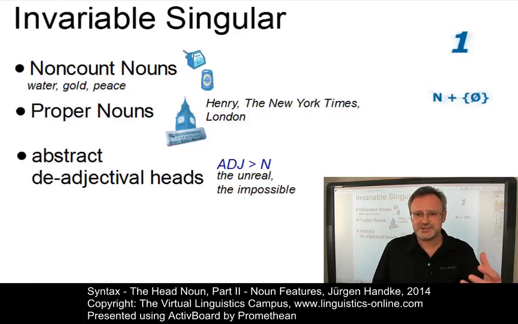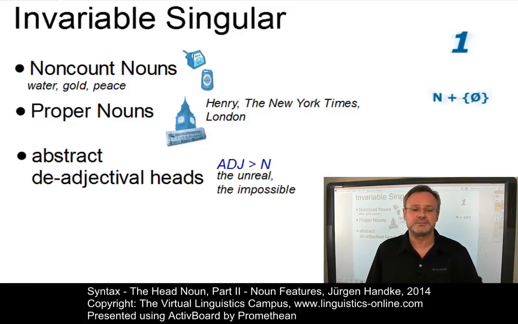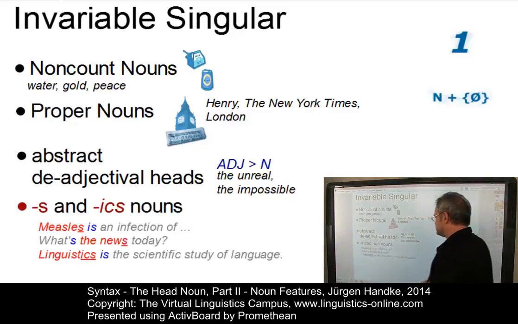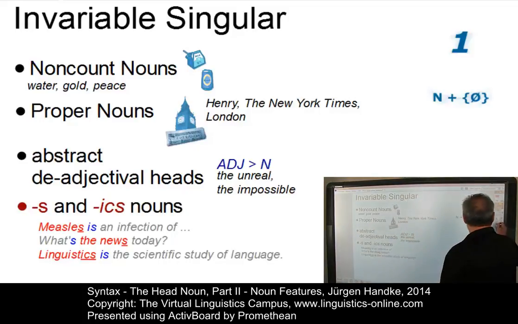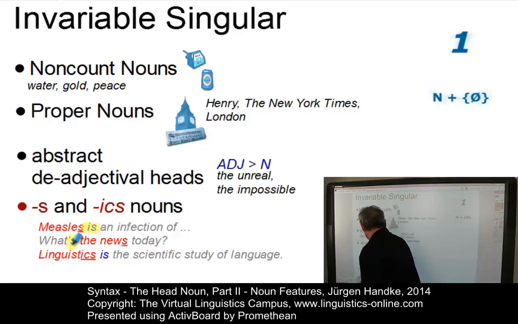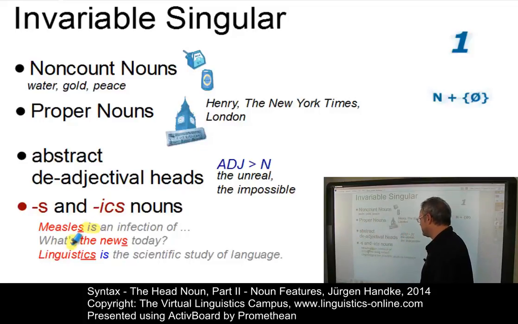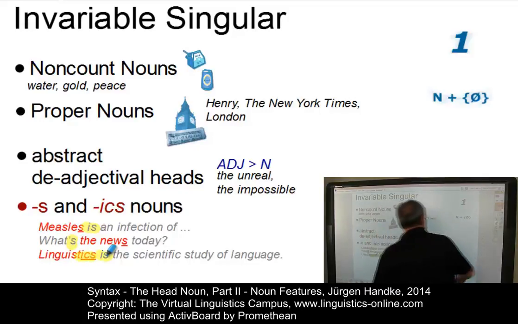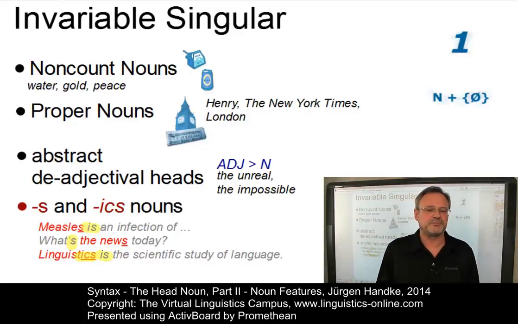Interestingly, some nouns ending in S, especially diseases such as the measles or the sniffles, and other invariable nouns ending in S and in X, well, let's take linguistics. They are singular. This can be shown if they occur as subjects and have to agree with their verb in number. Let's look at some examples. Measles is an infection. So here we have a singular verb. Is an infection. What's the news? An S ending, but singular noun, and of course linguistics, which has to agree with the singular verb form of be, is, in number, so linguistics is an invariable singular form.